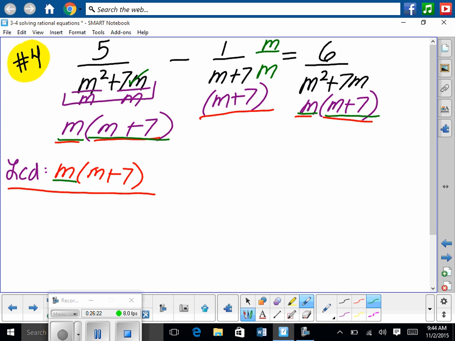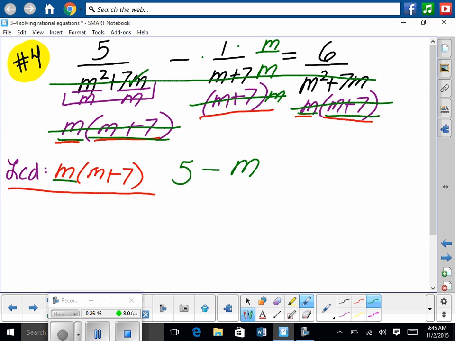So now check your common denominators. Make sure they're all the same thing. M times m plus 7, we're good. M times m plus 7, good. M times m plus 7. So now that our denominators are the same, we can ignore it and just use the top to solve. So what we're going to have here is 5 minus 1 times m is minus m is equal to 6.